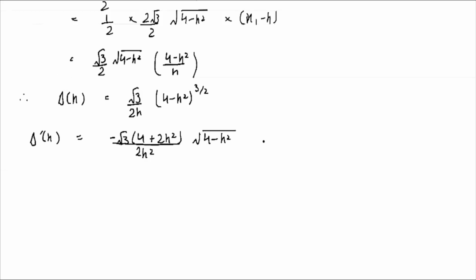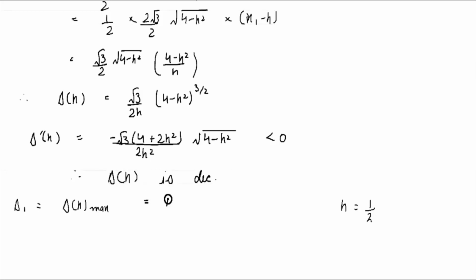Now this is always less than 0. Therefore, we can say that delta h is decreasing. Therefore, we get delta 1, that is delta h max at h equals half, and it will have the value 45 root 5 upon 8, and we'll get delta 2, that is delta h minimum at h equals 1, and it will have the value 9 upon 2.